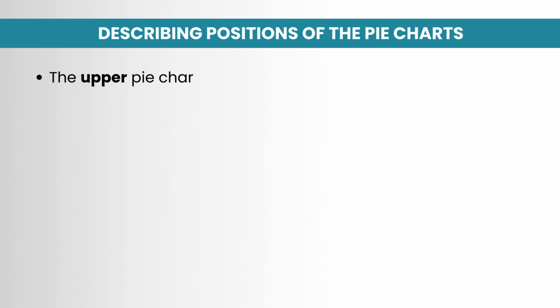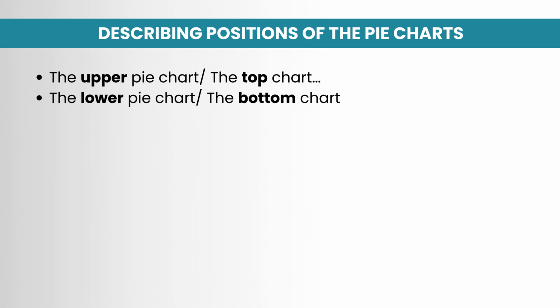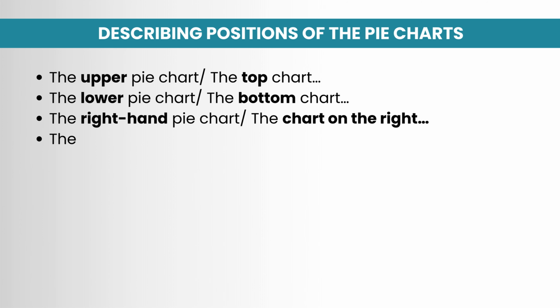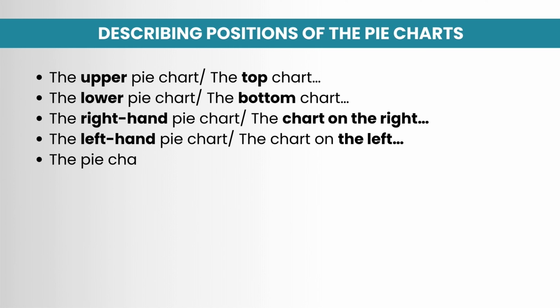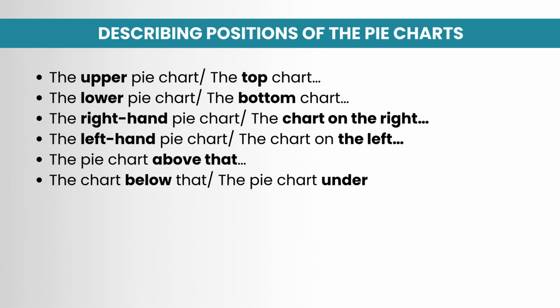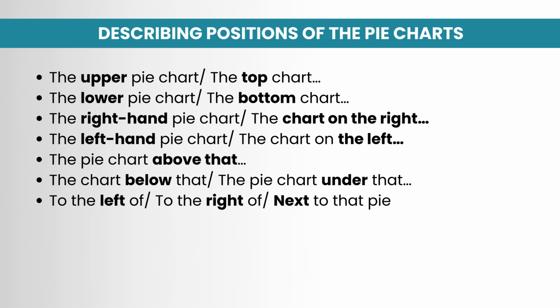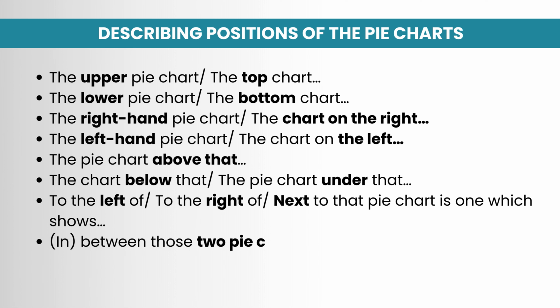Describing positions of the pie charts. The upper pie chart, the top chart. The lower pie chart, the bottom chart. The right-hand pie chart, the chart on the right. The left-hand pie chart, the chart on the left. The pie chart above that. The chart below that, the pie chart under that. To the left of, to the right of, next to that pie chart is one which shows. In between those two pie charts is one with statistics on.